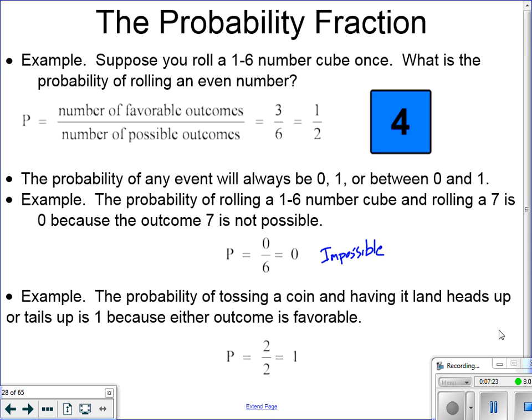The next example of tossing a coin and having it land heads up or tails up is 1 because either outcome is favorable. So if I say it can be heads or tails, that means I have 2 favorable outcomes out of 2 possibilities. So 2 divided by 2, remember anything divided by itself is 1. Anytime your probability comes out to be 1, we say that that event is certain. Okay, it's going to happen. So if the probability of an event is 1, we say it's certain.